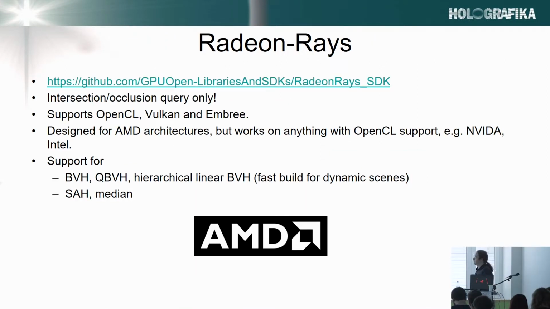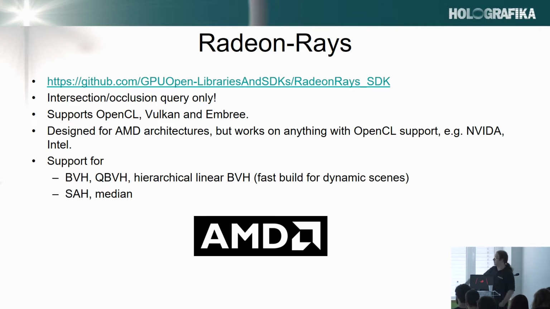Okay, from AMD we have the Radeon-Rays SDK, which provides intersection and occlusion query only. So this is only the traversal part. It supports backends OpenCL, Vulkan, and Embree. So this is both CPU and GPU. It works on basically anything, but it was designed for AMD architectures, and it shows. I will talk a little bit about that later.